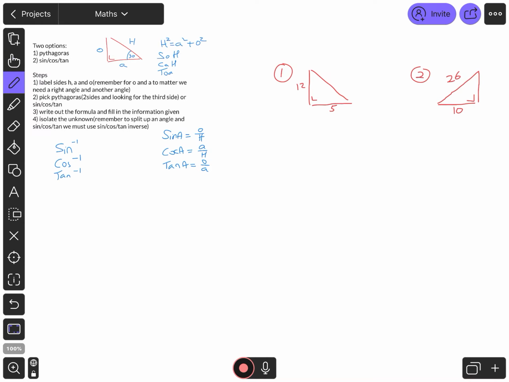The first one then, they're asking me to put a little x here and a little x here. They're asking me to find the unknown sides. So they're asking me to find the value of x.